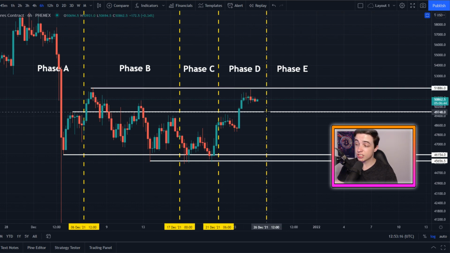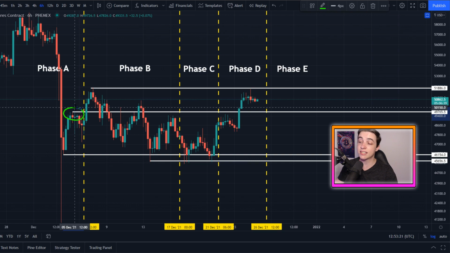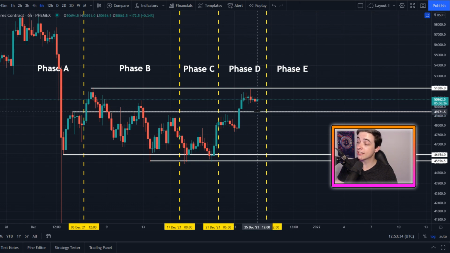But something very interesting about this line right here, which was the first automatic reaction that we saw in phase A, technically because the Bitcoin price is above that line right now, this should be acting as support for the Bitcoin price, and that is coming in at around 49.7K approximately.